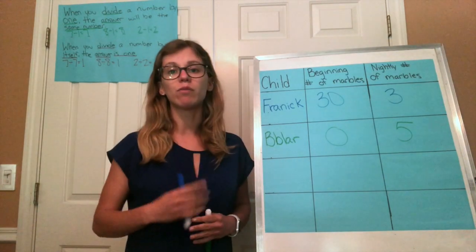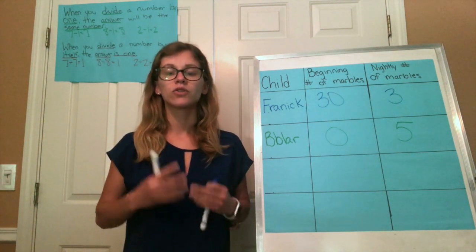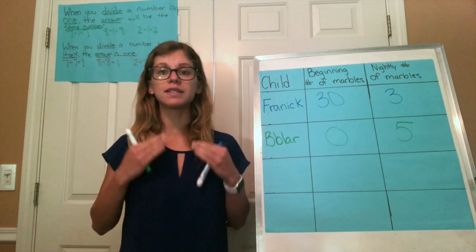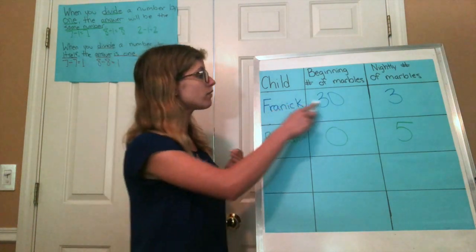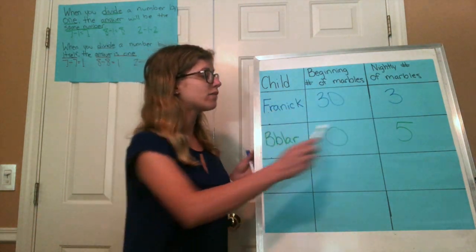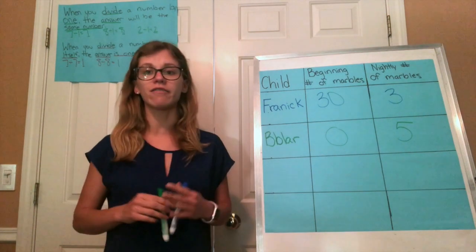Bolar would have 5 marbles after the first night. So it's important for you to understand that they're getting the same amount every single night. Every single night, Franek is getting 3 more marbles. Every single night, Bolar is getting 5 marbles.